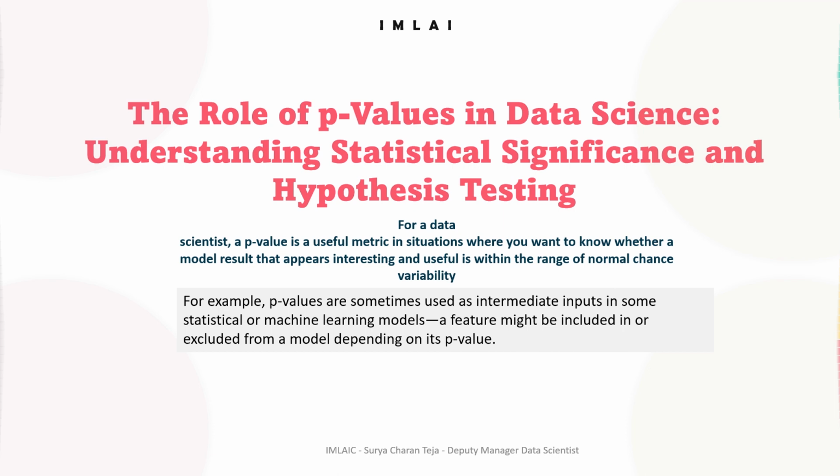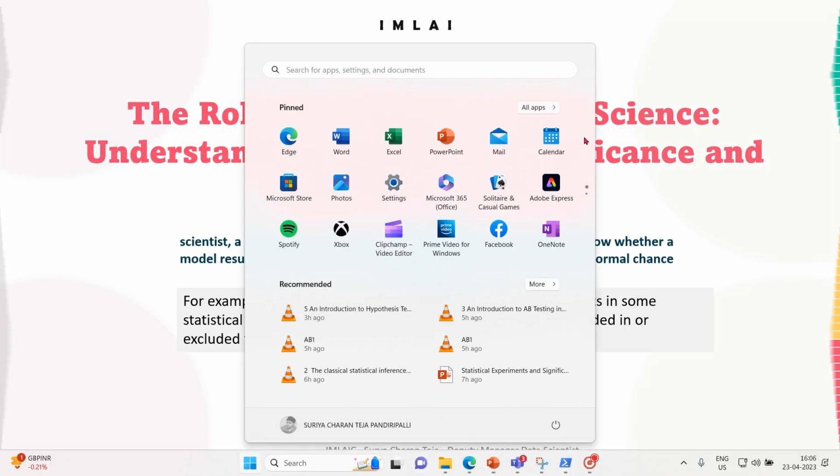If a model result has a low p-value, indicating statistical significance, it might be more likely to be included in a statistical or machine learning model as a feature. If it has a high p-value, we may not. So overall, the value of p-values to data scientists lies in their ability to help make informed decisions and determine whether their findings are meaningful or simply the result of chance. Now let's take a simple example to understand this better.